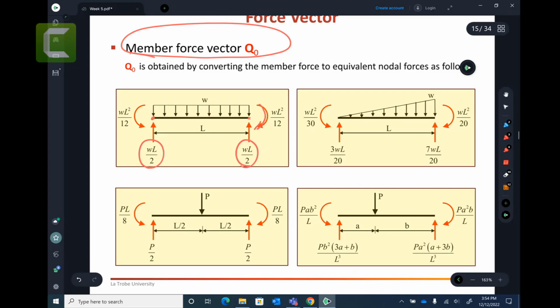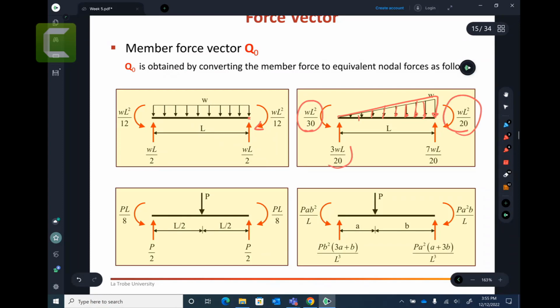And if you have a moment, you can put it that way, WL squared over 8. Similarly, if you have a triangular distributed load, then you will have WL squared over 30, WL squared over 20, and 3WL over 20 and 7WL over 20. That you can calculate.